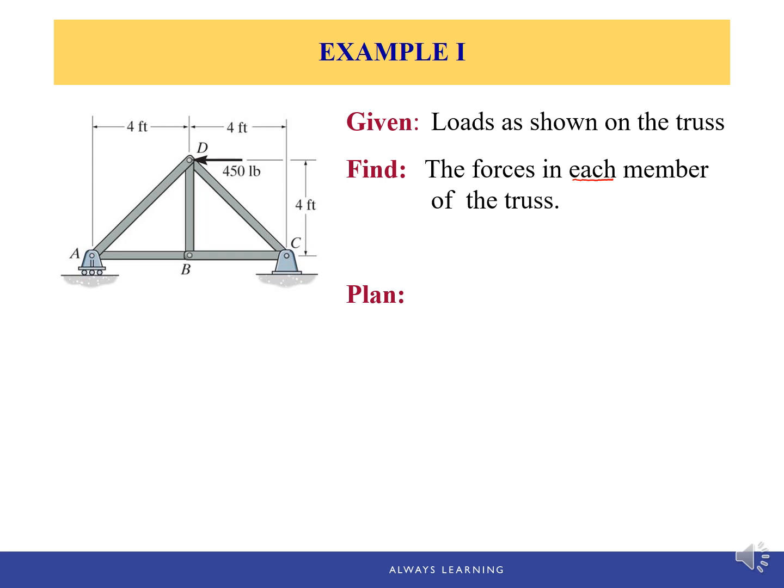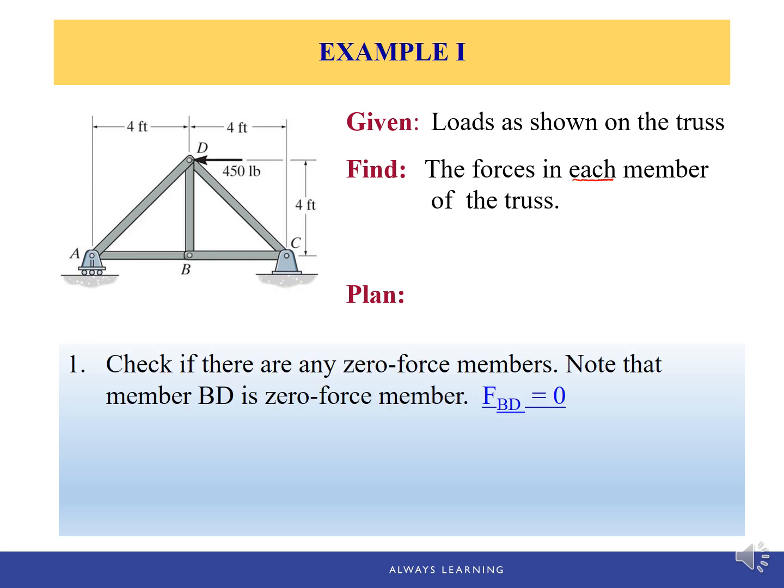But first, we need to identify, are there any zero force members, so we can remove them to simplify the structure. Now we can see that at pin B, there are three members joined together, and two members are collinear. So the third member that is not collinear is a zero force member. So we can then remove it from the structure.